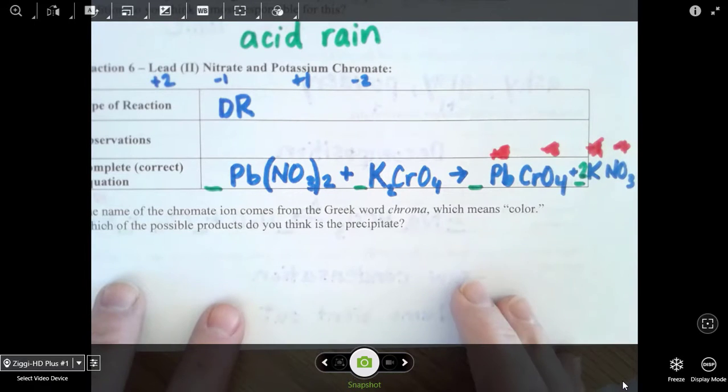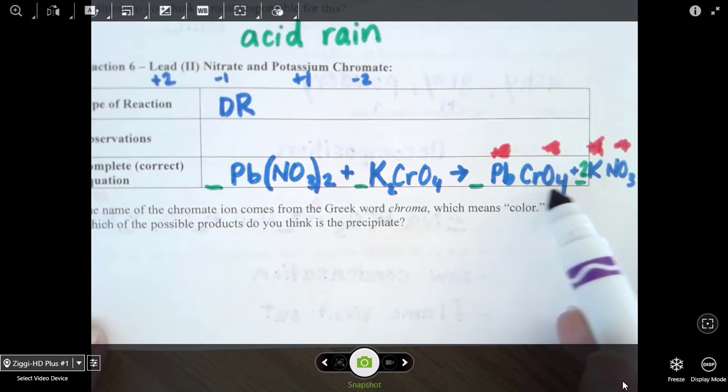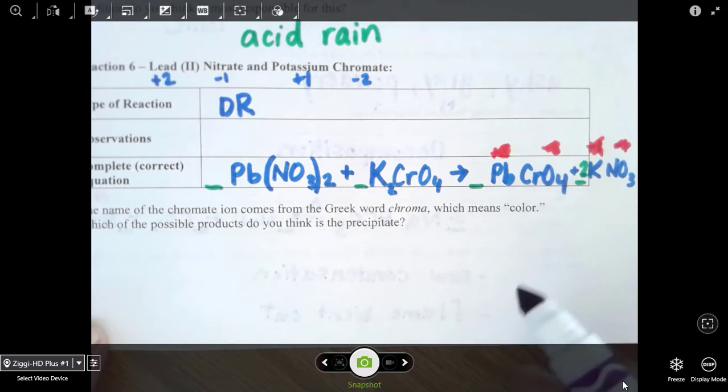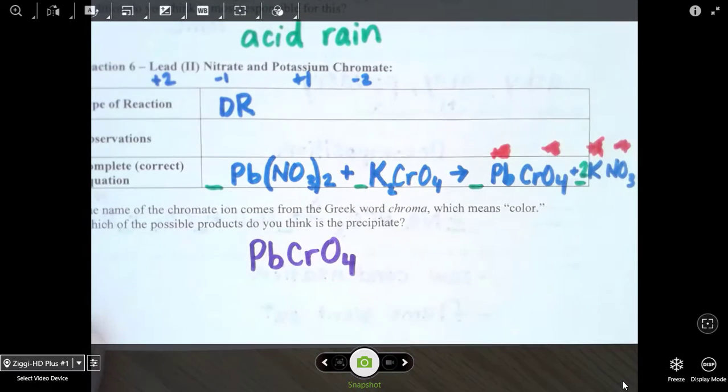Let's answer the question. The name of the chromate ion comes from the Greek word chroma, which means color. So wherever the chromate is, that is the color. Which of the possible products do you think is the precipitate? Which one was the bright yellow solid? The one that contains the chromate. So which of these products, make sure you list the product, not a reactant, has the chromate in it? Lead chromate. This was your precipitate. We know that because chroma means color, and the precipitate was a bright yellow.